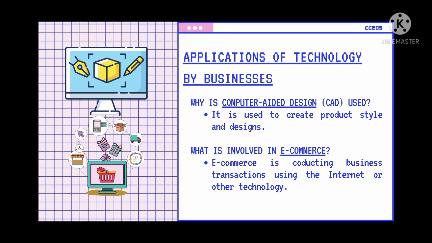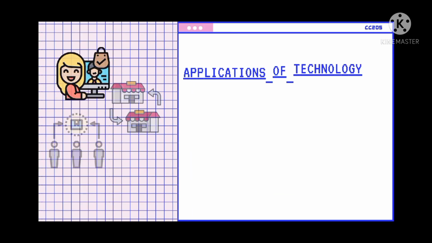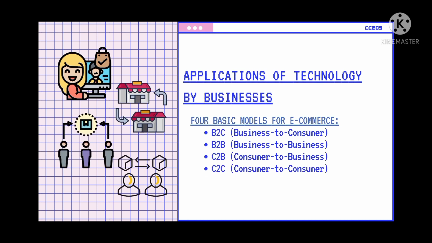What is involved in e-commerce? E-commerce is conducting business transactions using the internet or other technology. Most common activities of e-commerce: providing product information, promoting a company, selling online, conducting market research, making payments, obtaining parts and supplies, and tracking shipments. Four basic models for e-commerce: business to business, consumer to business, and consumer to consumer.